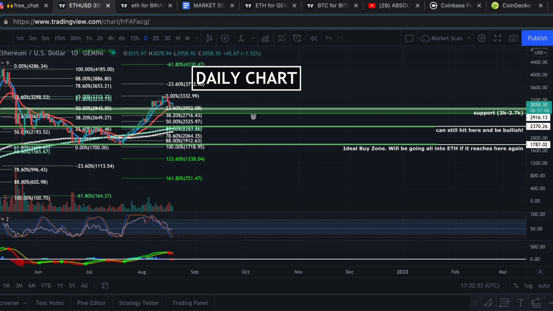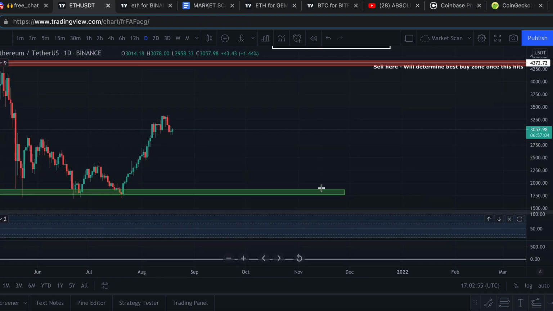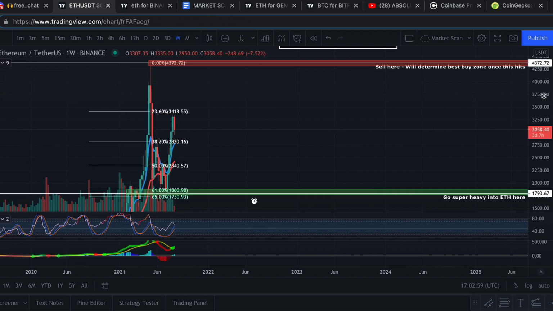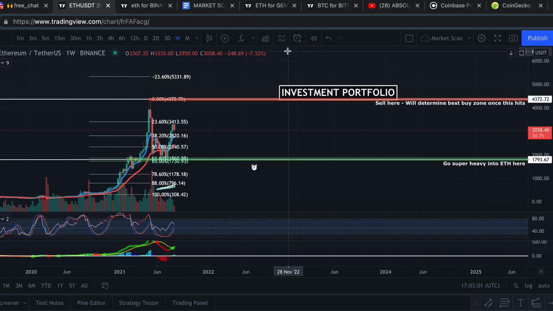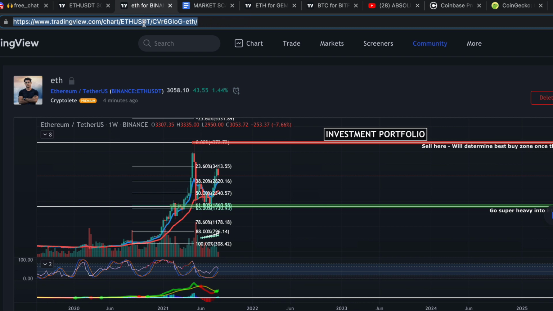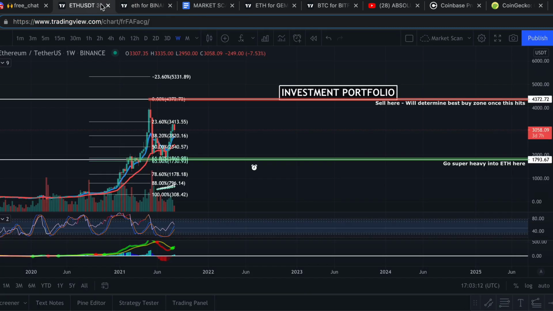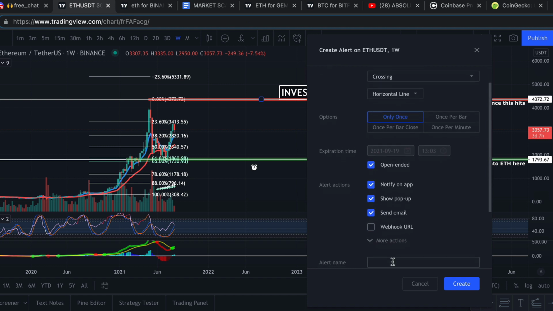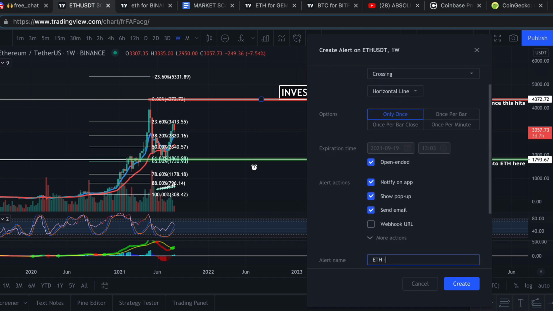Okay, so moving on from the trading portfolio, I also have an investment portfolio for Ethereum, where I do the weekly charts. There are two things right here: going heavy, and then selling right here, and then I'm going to buy more. So what I'm going to do is copy this and put this alert right here. I'm going to say ETH selling here, and then I have my little thing.